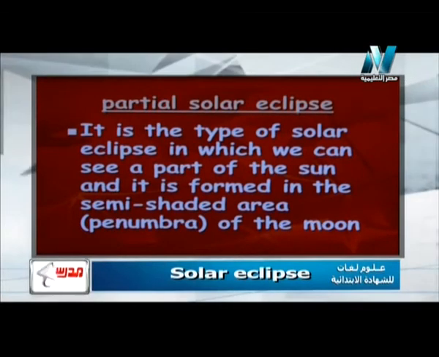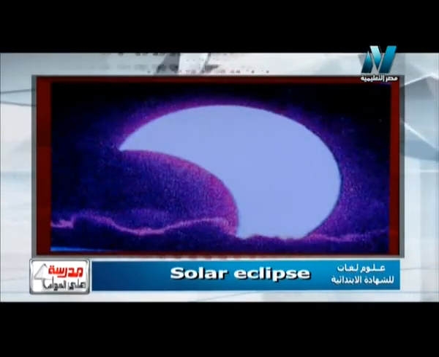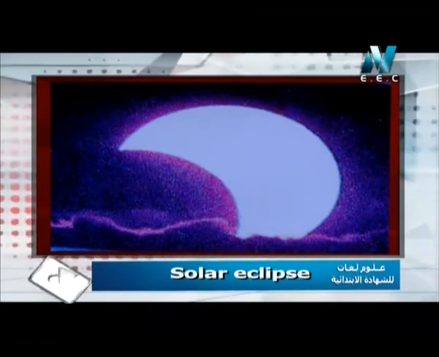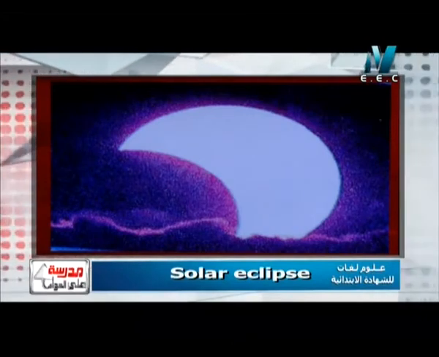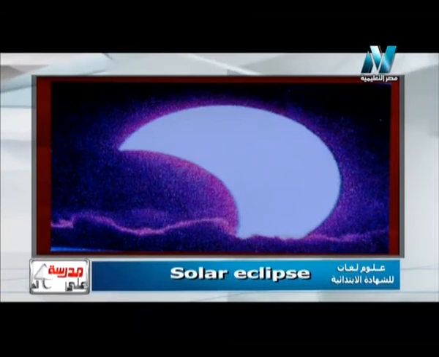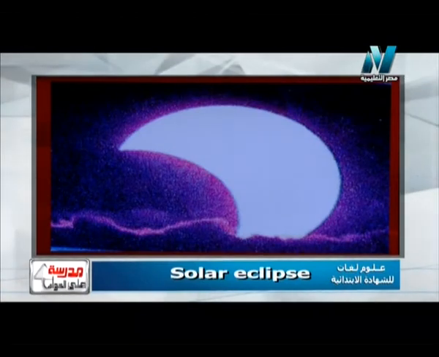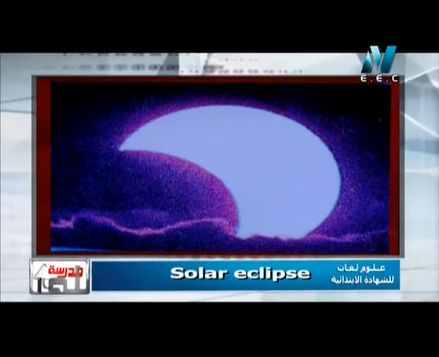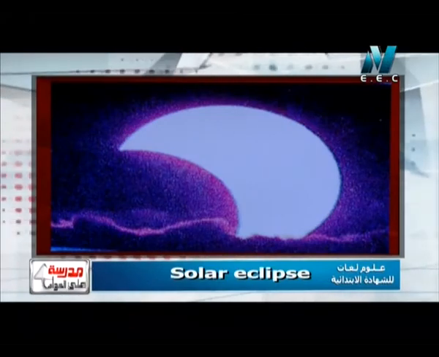Let's see an image for the partial one too. Here I can see a part only of the sun. Why? Because the moon covers a part of the sun. Where is the moon here? The moon is what covers this cut-off part of the sun. Here is the partial solar eclipse.